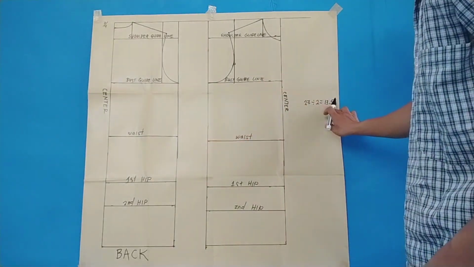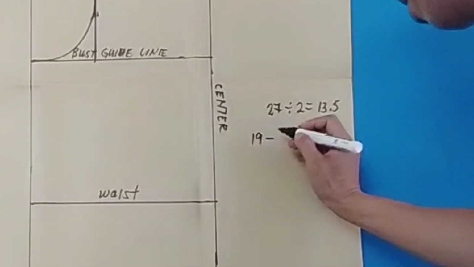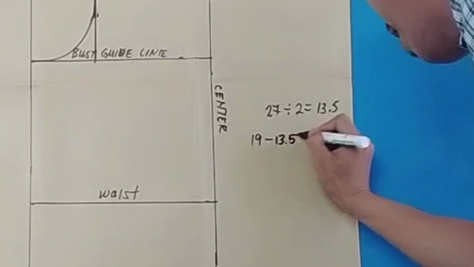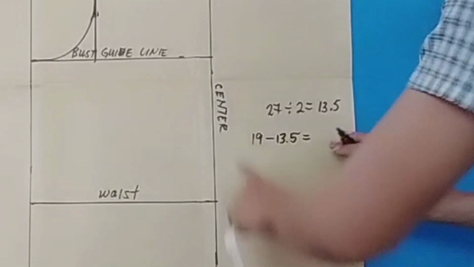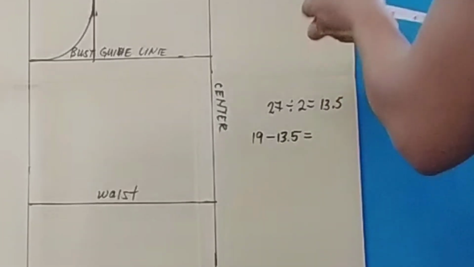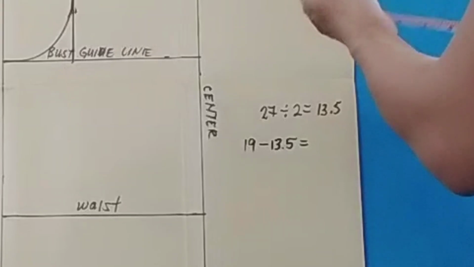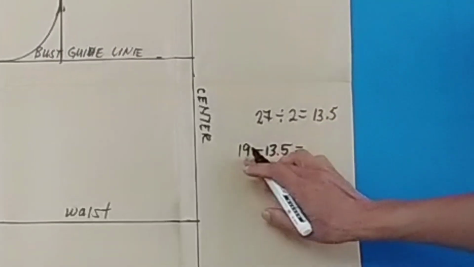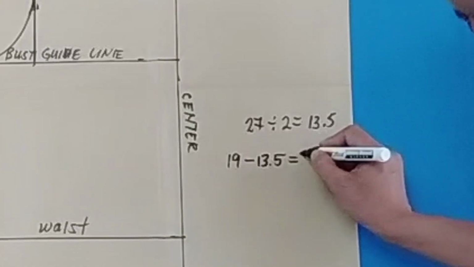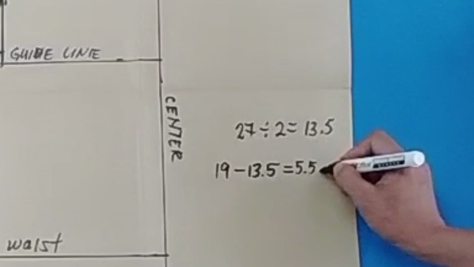Ima-minus ko ang 13.5 sa 19. 19 nga. And then, ito, 13.5. So, it equals to 5.5. Wait. 5.5 or 14 cm. So, ang result dito, ang difference is 5.5 of an inch or 14 cm.